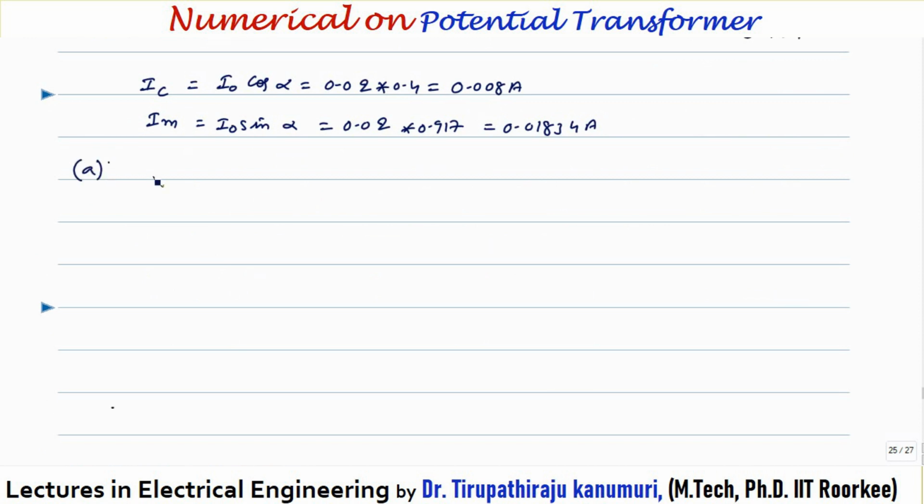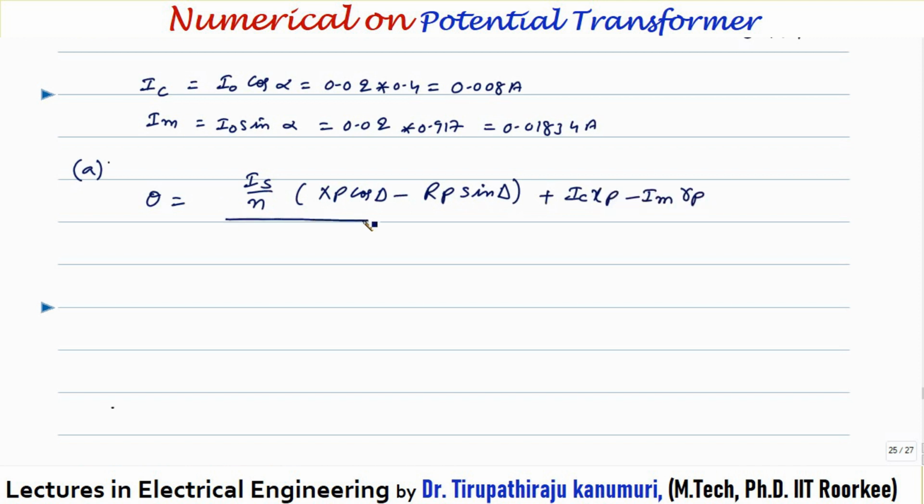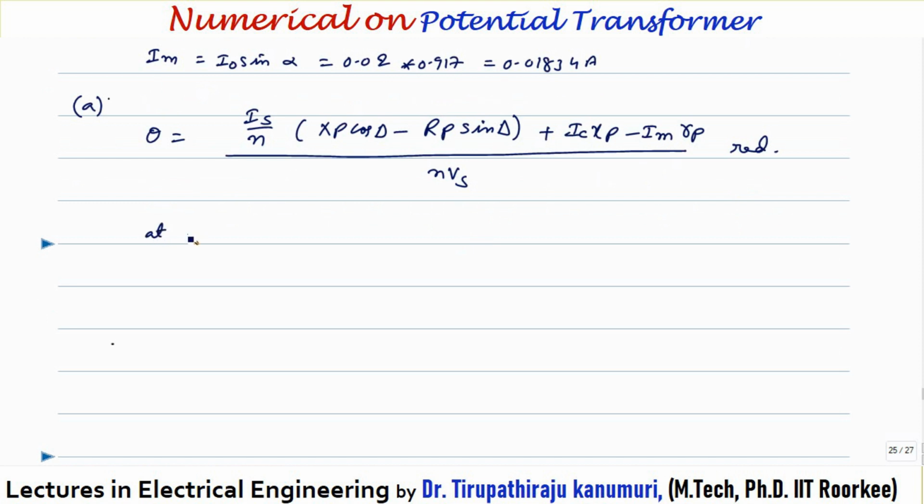So first I am starting with the first part. I am just repeating the formula you have seen above, that theta is equal to Is divided by N into XP cos delta minus RP sin delta plus ICXP minus IMRP divided by N times Vs. Remember that this is in radians. Please don't confuse. So first one, it is asked at no load condition. So we know that at a no load condition, the value of the secondary current is equal to 0. So obviously the value of theta will be, because the value of Is is equal to 0, only this second term will be there.